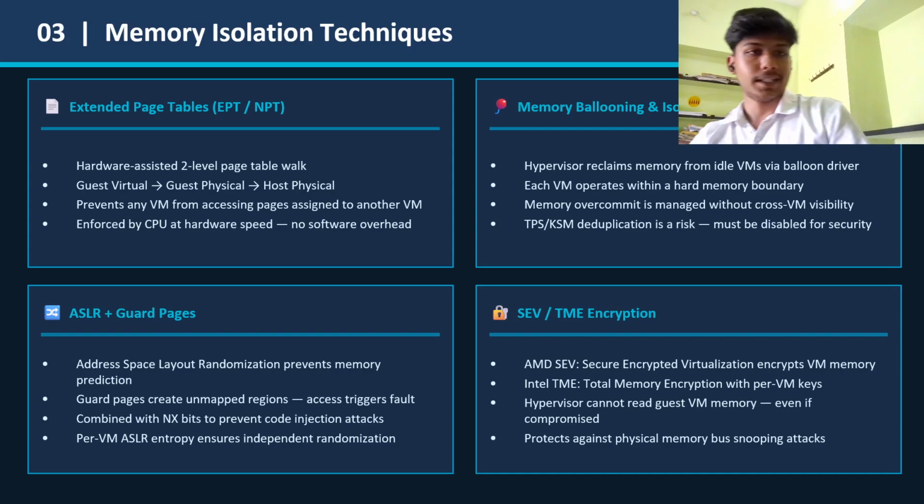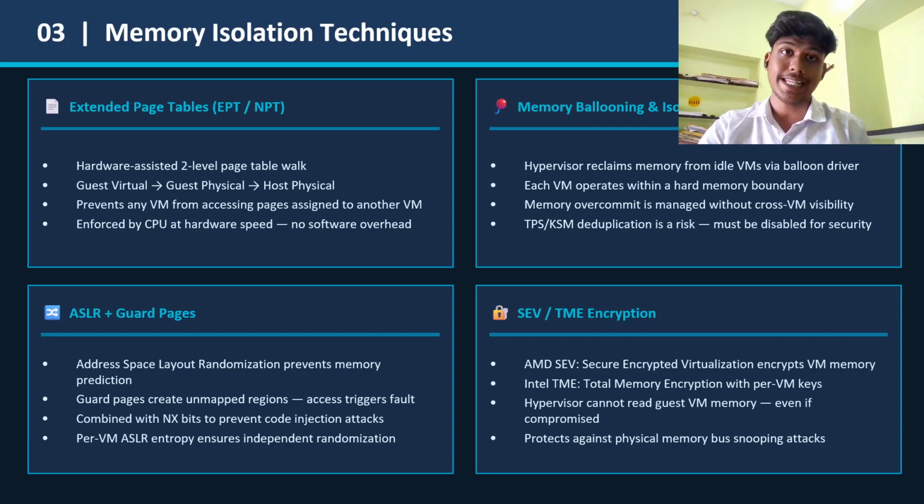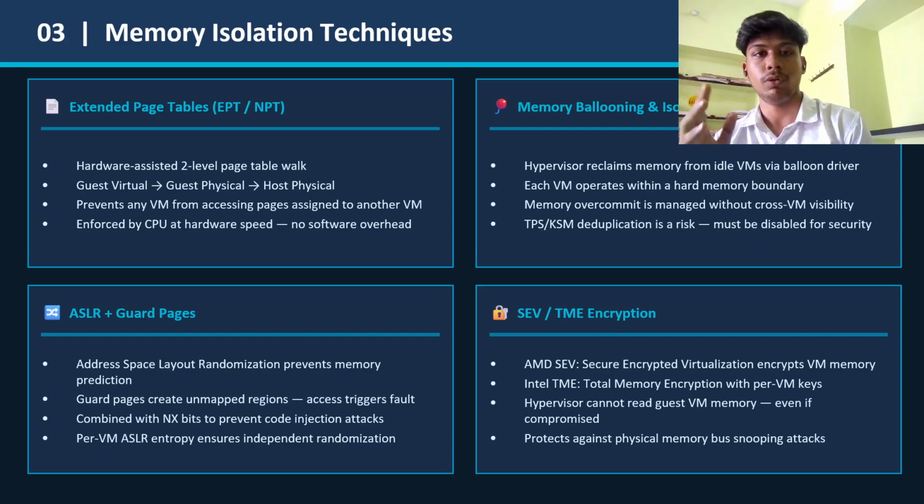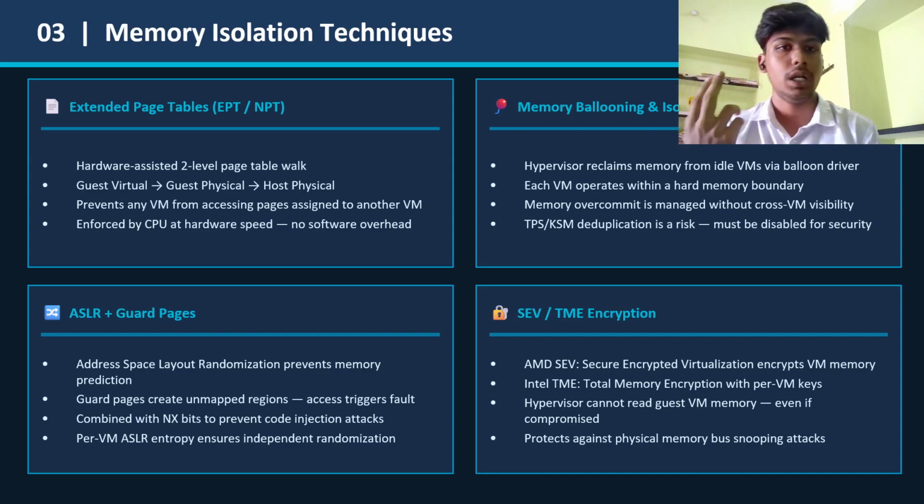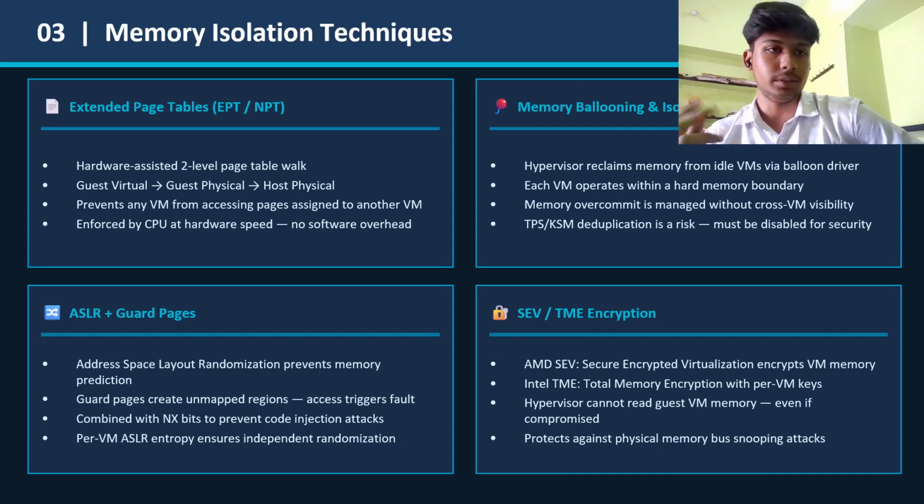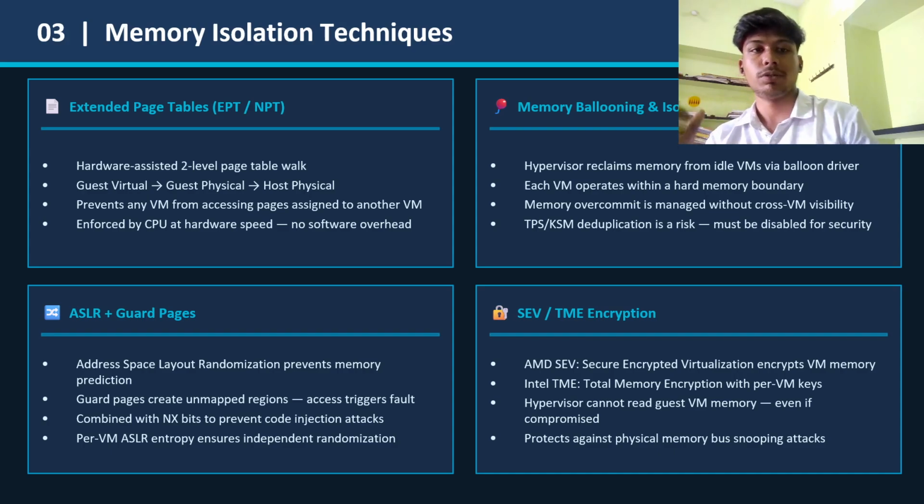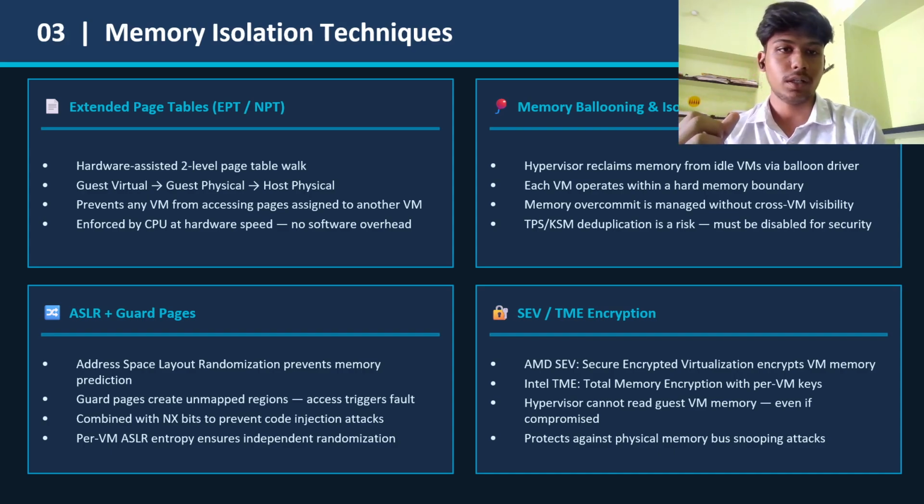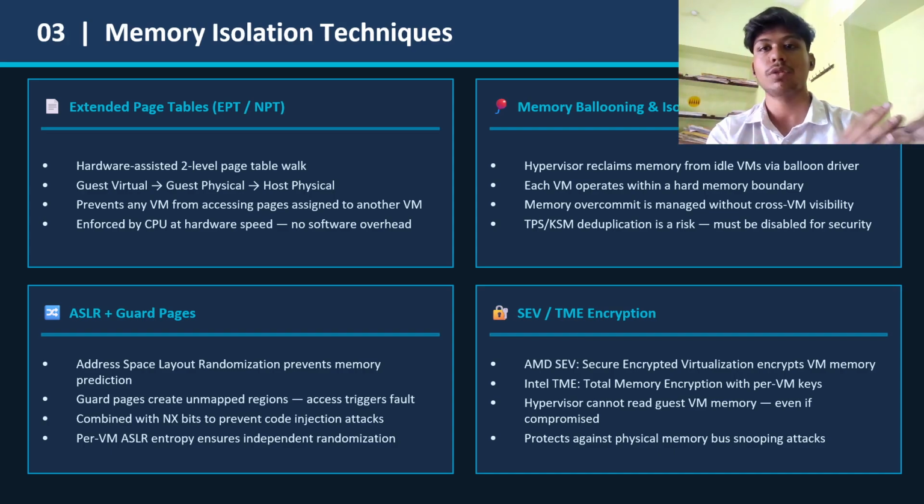The first is the extended page tables, also known as EPT or NPT. Every VM thinks it has its own memory, but physically all the VMs are sharing the same RAM. The question is, how does the CPU know which physical memory belongs to which VM? The answer is the extended page tables. These are two levels of translation. First, the guest VM translates its own virtual addresses to what it thinks are physical addresses. Then the hypervisor maintains the second layer of translation, mapping the guest physical addresses to the actual physical addresses.